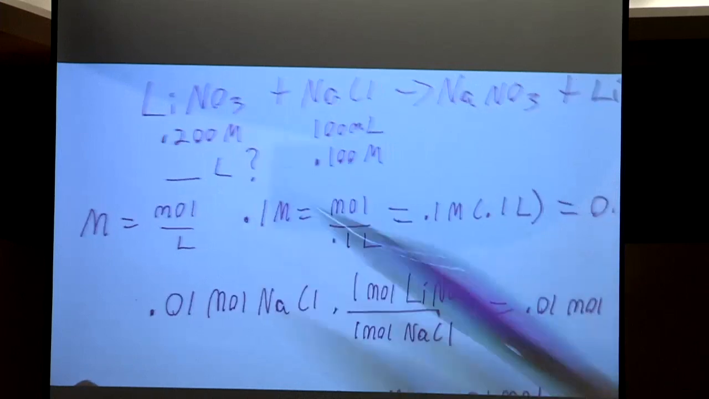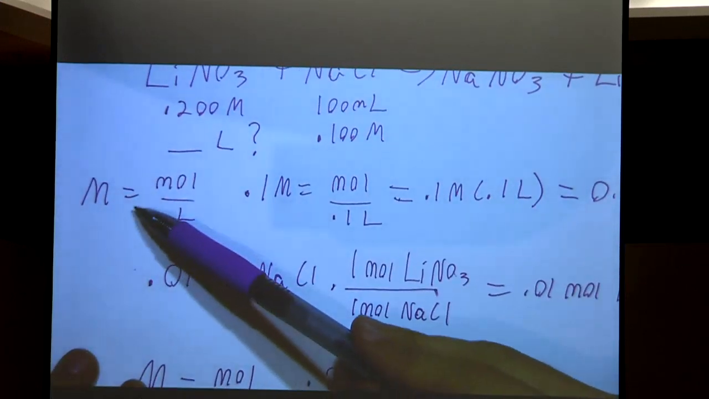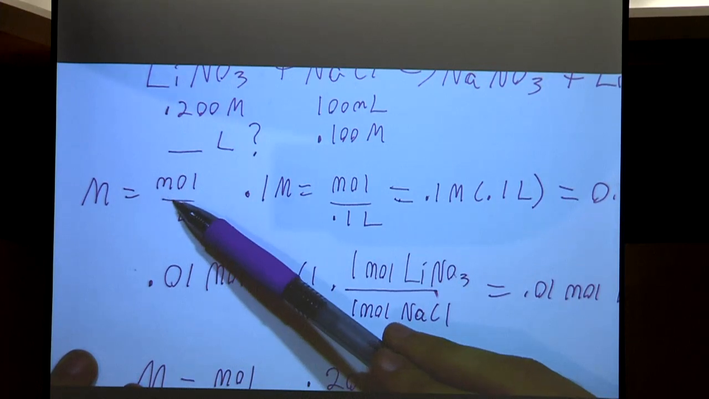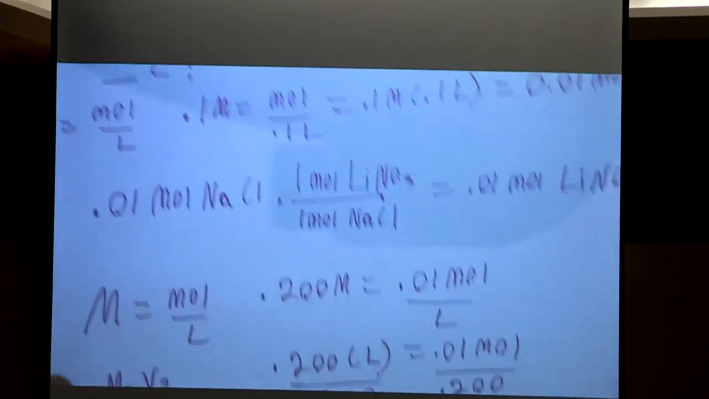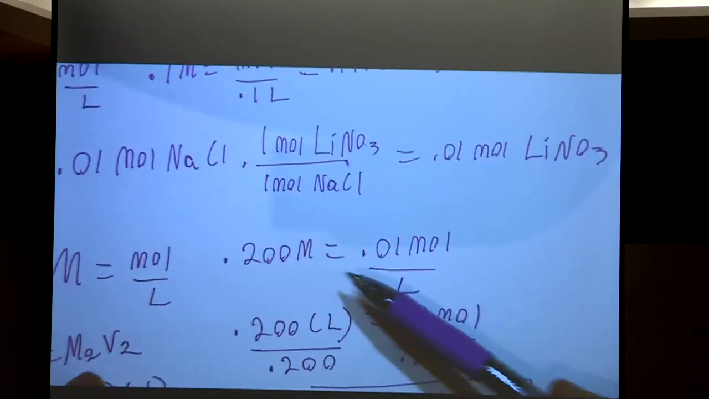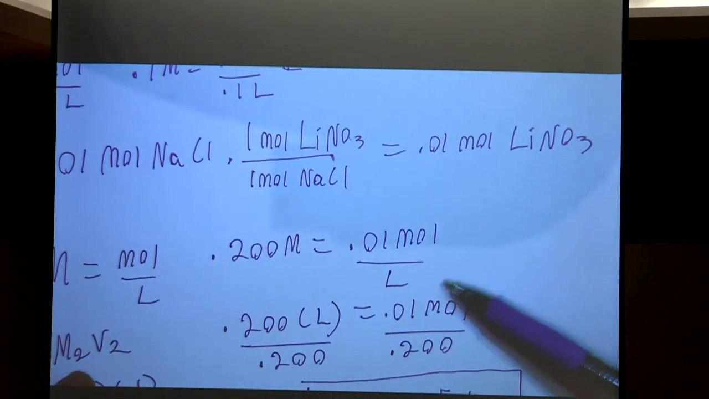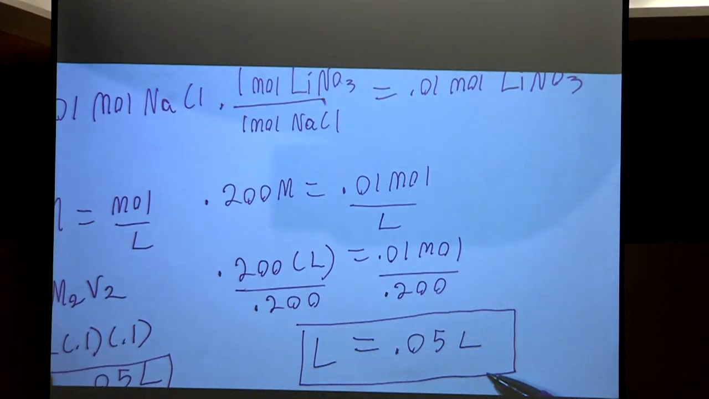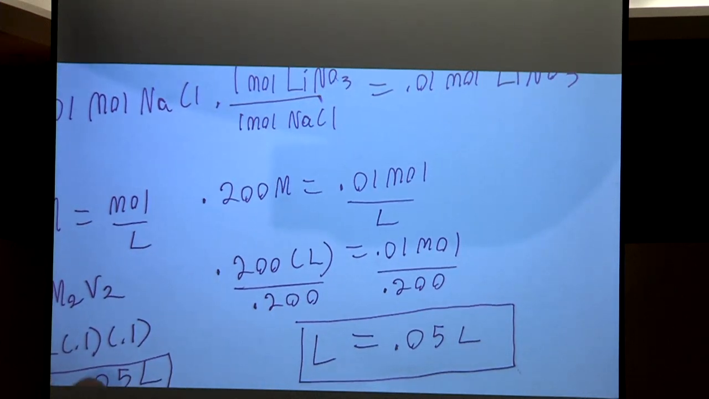I'm looking for the volume of lithium nitrate. I know the molarity, and now I know the moles. Molarity is moles over liters. I know 2 of these variables, so I can solve for the third. So 0.2 molar, which is given, equals 0.01 moles, which I found, over liters, and then you just solve for liters. Does that make sense? Okay. Any other questions, comments, concerns? That's about as tricky as the molarity problems should get. So if you feel good on that, you should be okay.